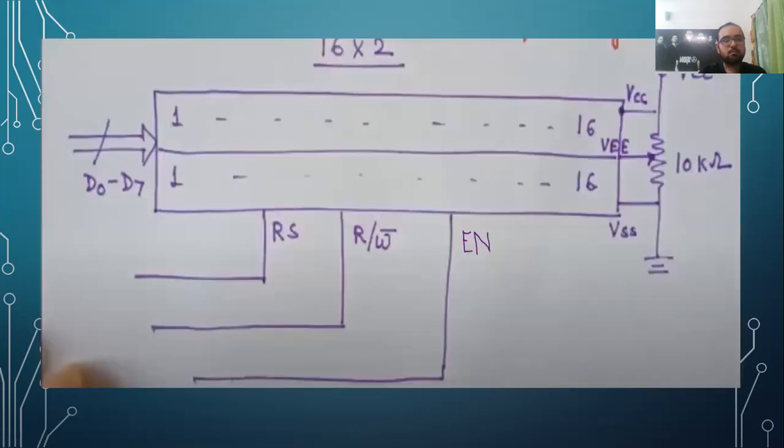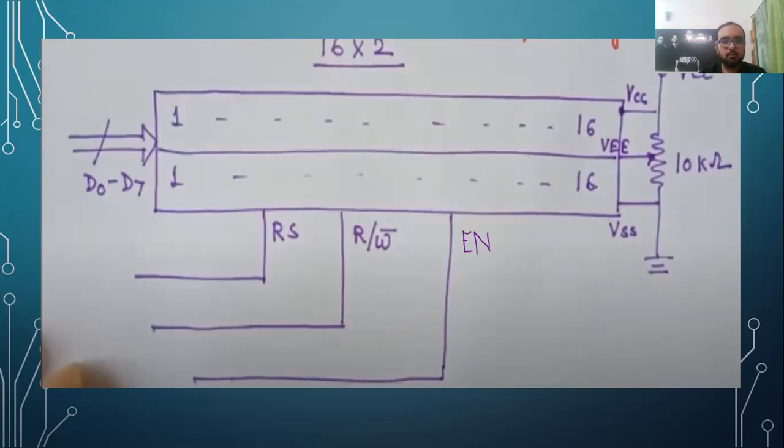So this is a diagram which I picked up from the internet. As you can see, this is a 16 cross 2 display which has two lines of 16 characters each. On your left, you'll see D0 to D7 data bus, and on the right of the two lines, we have a 10 kilo ohm potentiometer, which is used to control the intensity of the LCD, how brightly the characters appear to us, and so on.